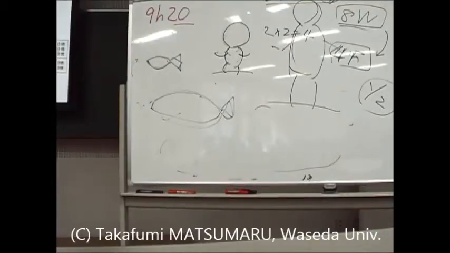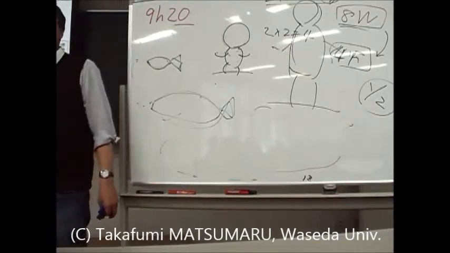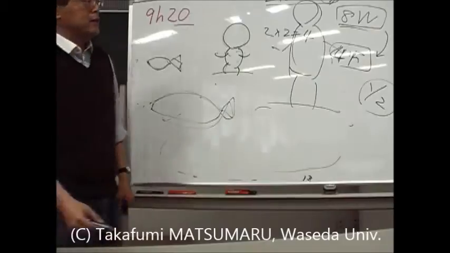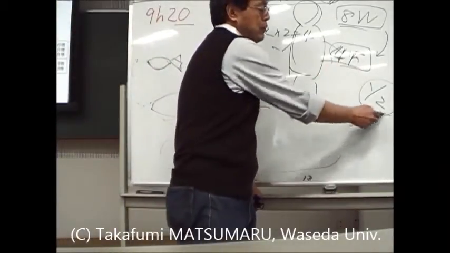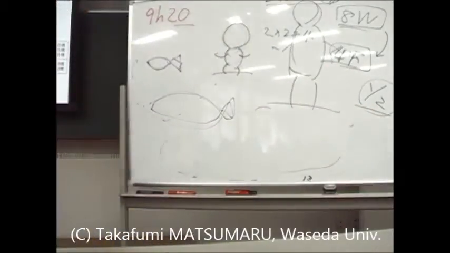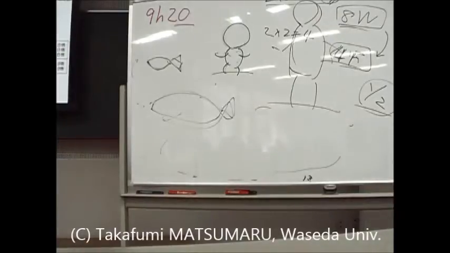So the weight load becomes 8 times, but the power only generates 4 times. Therefore, the performance becomes half. For example, maybe you can understand easily.